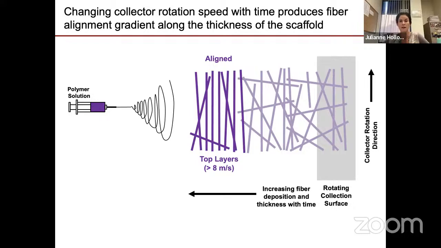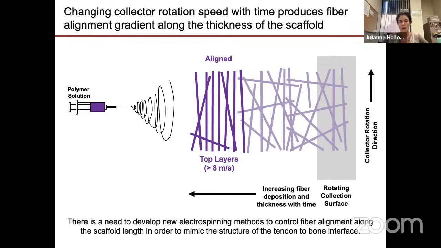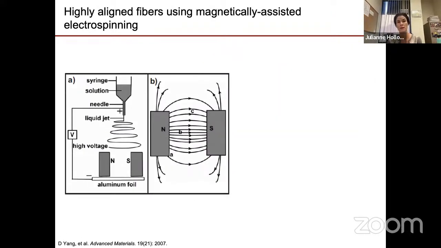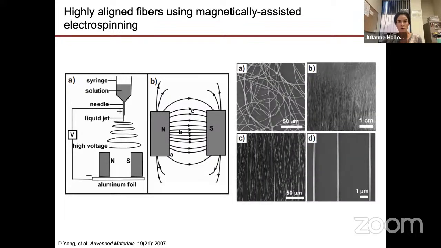What's important here to realize is that we're not actually controlling the properties within a single layer. And so you'll notice that this does not in fact mimic that tendon to bone interface where the structure is very tightly controlled within the length of the scaffold within a single layer. And so we looked to develop new methods that would allow us to control the fiber alignment within a single layer during electrospinning. And so we turned to using magnetically assisted electrospinning. So other people have shown that the use of permanent magnets during electrospinning could be used to develop these really nicely, highly aligned fibrous mats.